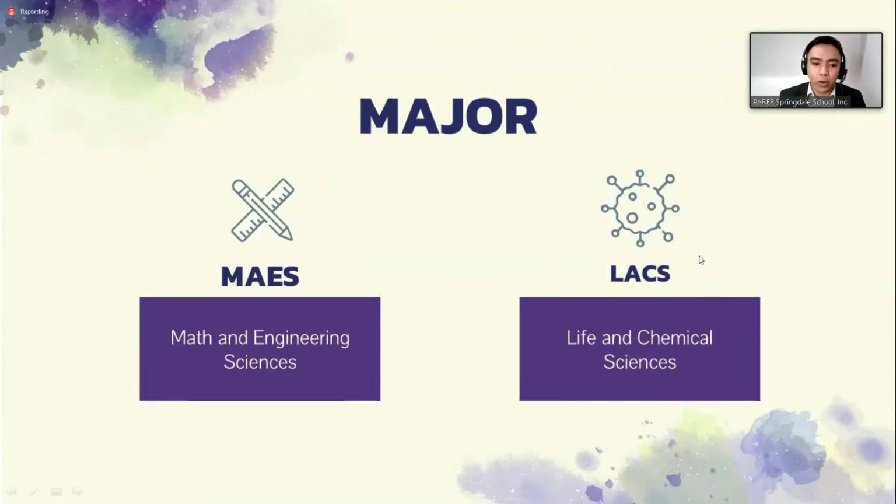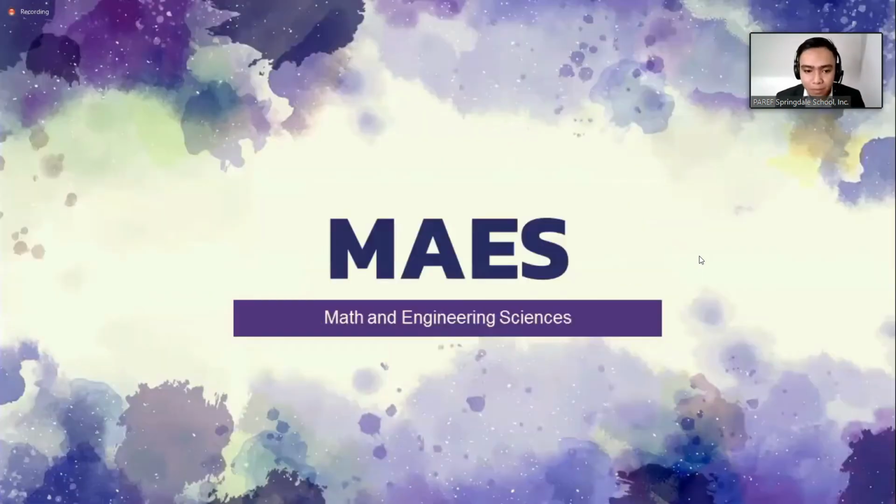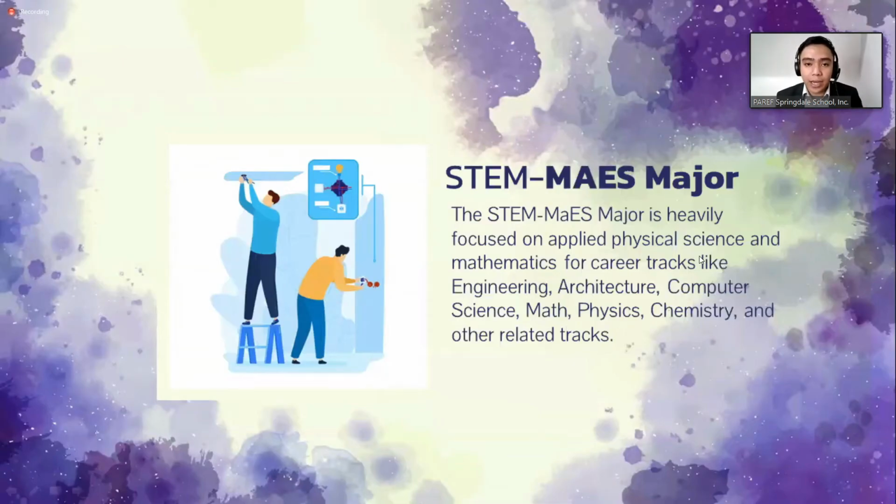Let's start with MAES, or Math and Engineering Sciences. As the name suggests, it focuses more on applied physical sciences and mathematics. This is heavily focused on things apt for career tracks like engineering, architecture, computer science, or IT-related degrees, math, physics, chemistry, and other related tracks. Now, how do we infuse the MAES major in the curriculum? I'd like to discuss the subjects offered in this major.